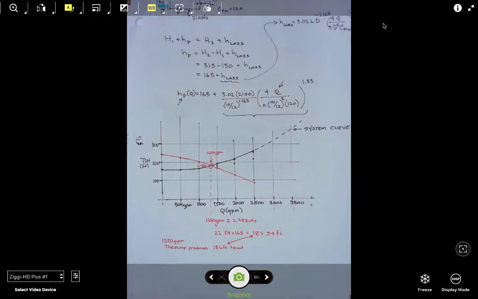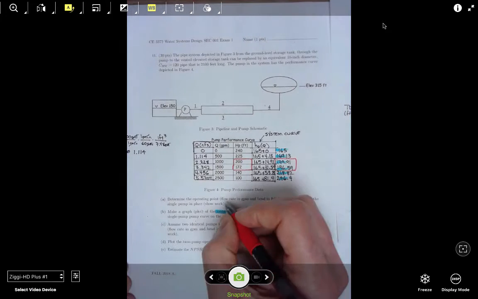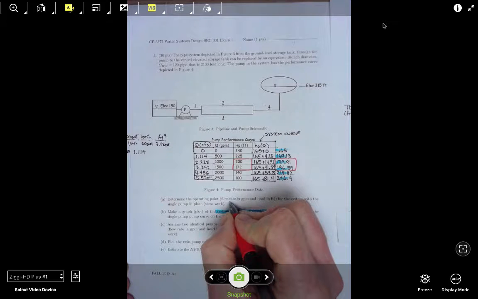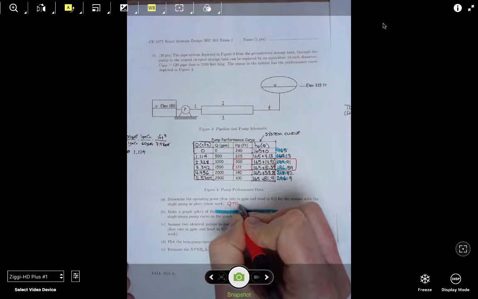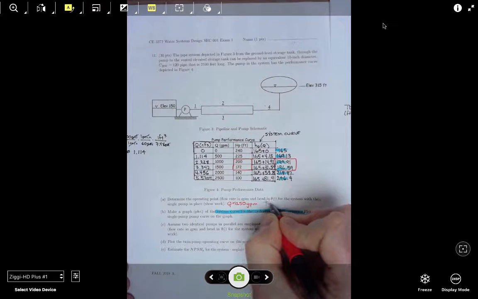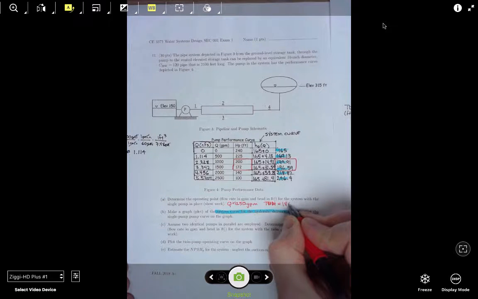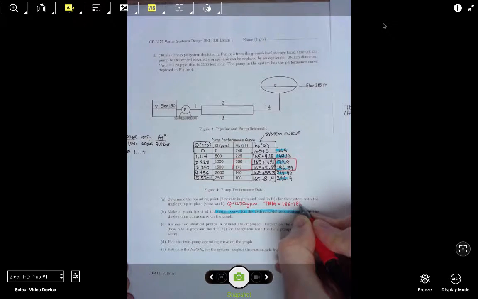Q is 1250 GPM, TDH is 186 to 188 feet of head. And whatever the system is, it will equilibrate around that point.